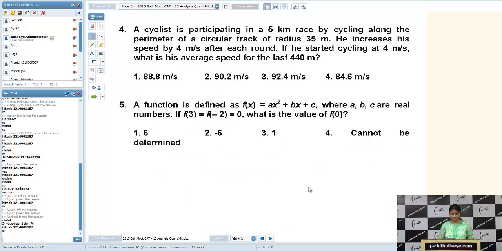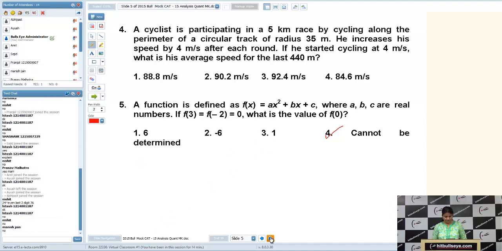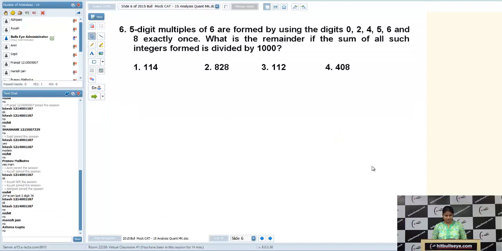Question number 4 and 5. Let me tell you, for question number 5, the answer is the 4th option. This is CBD. I think in your answer key, it is either the first or second option, but no, this is the 4th option. CBD cannot be determined. Any problem in question number 4 and 5? Please write the question number in the chat box. Okay, let us move. Question number 6, difficult calculative.